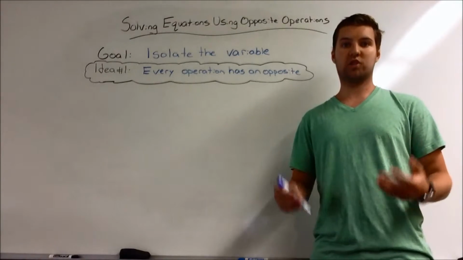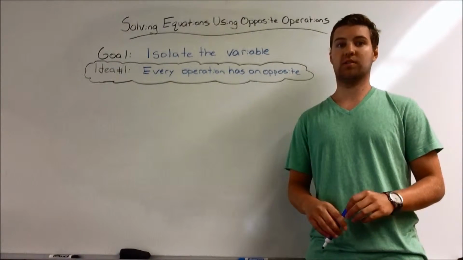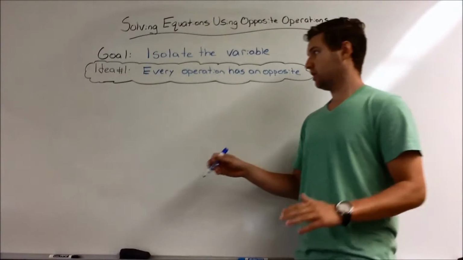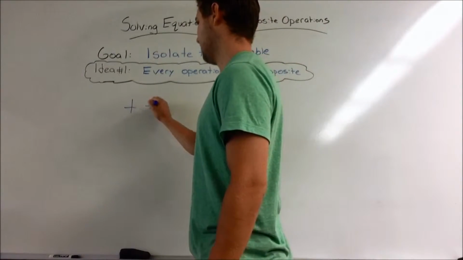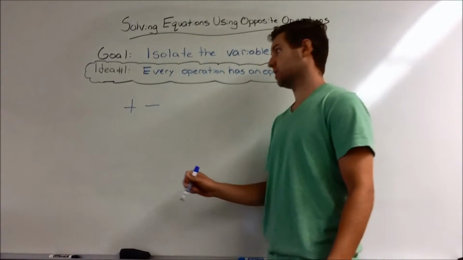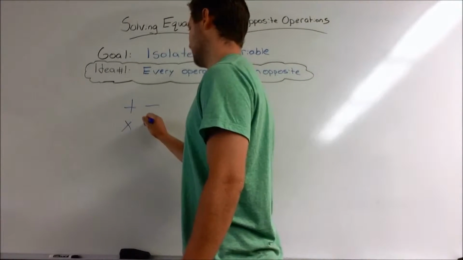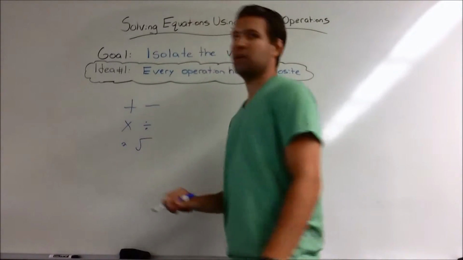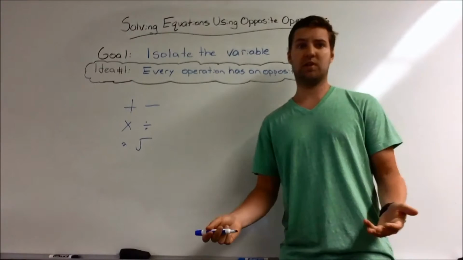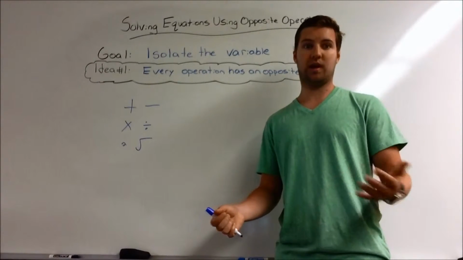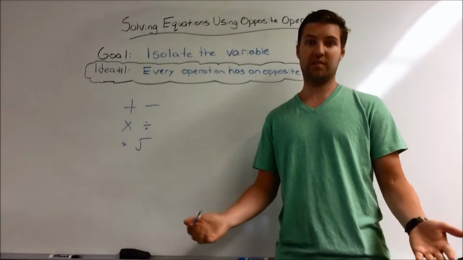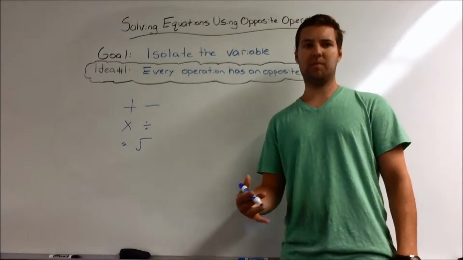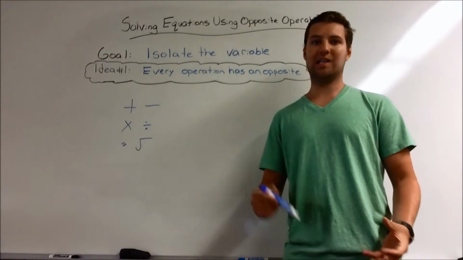Our first major idea that's going to help us in solving equations is that every operation has an opposite operation. So plus and minus are opposite operations. Multiplication and division are opposite operations, and squaring and square rooting are opposite operations. Even operations such as cubing have the cube root, and raising to the exponent 5 has something called the fifth root. So every operation in math has an opposite operation. What I mean by that is that the opposite operation undoes it.